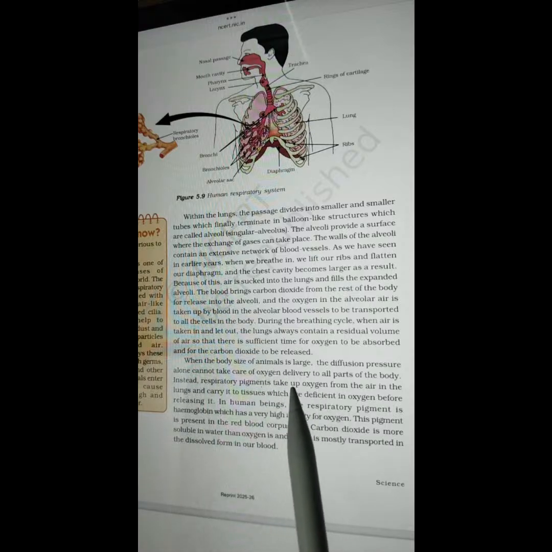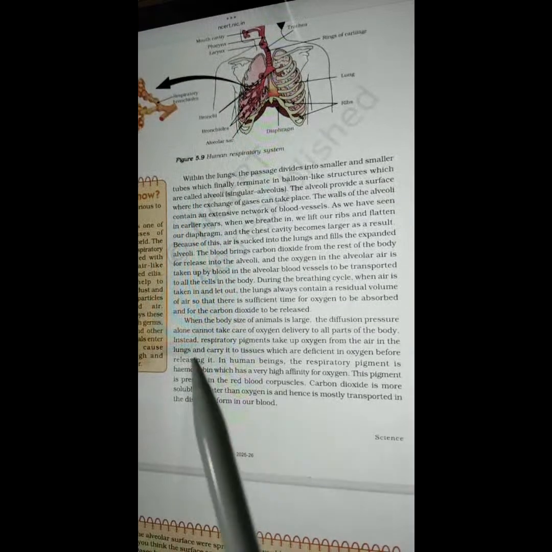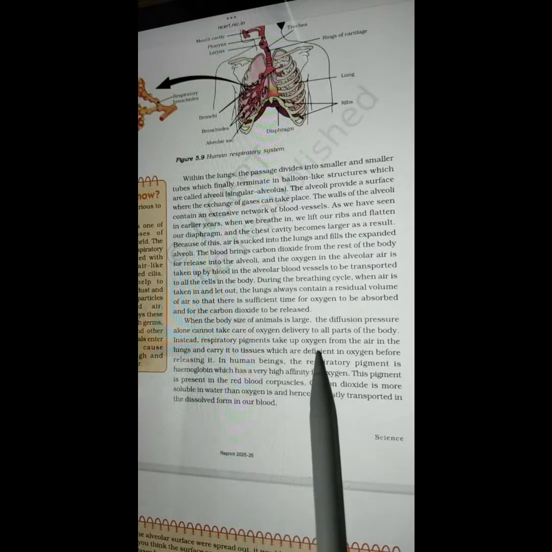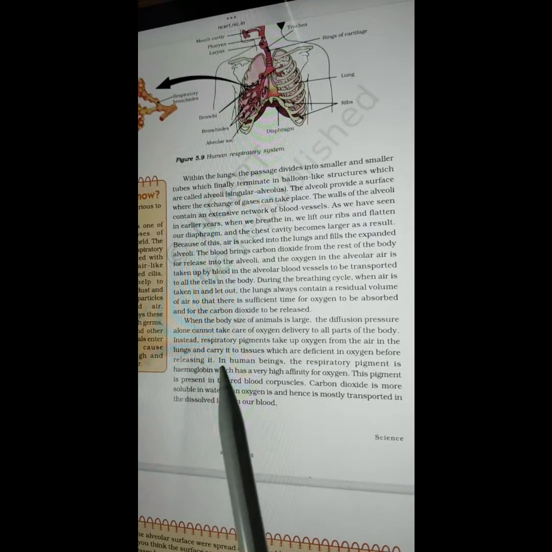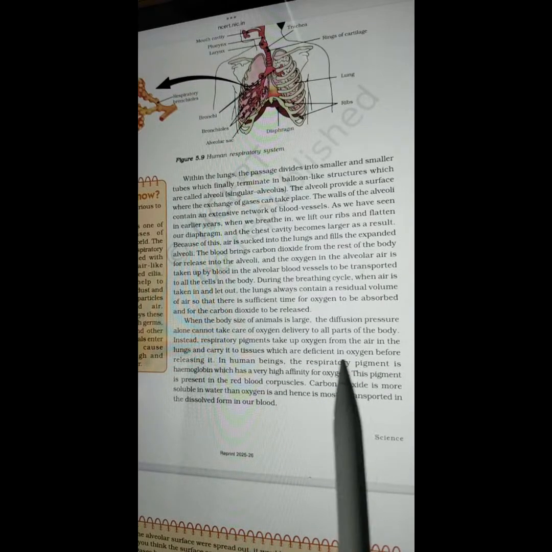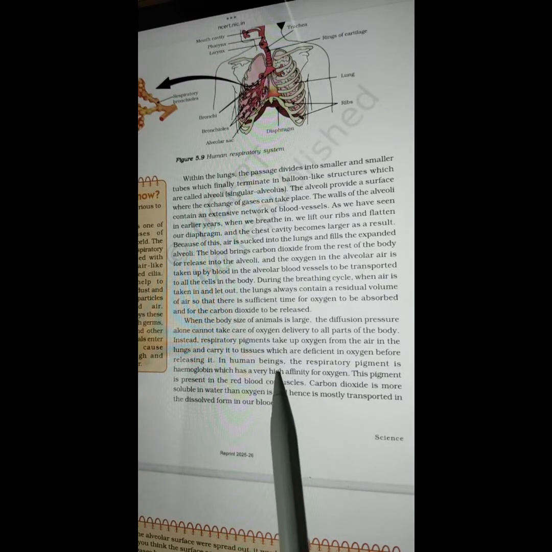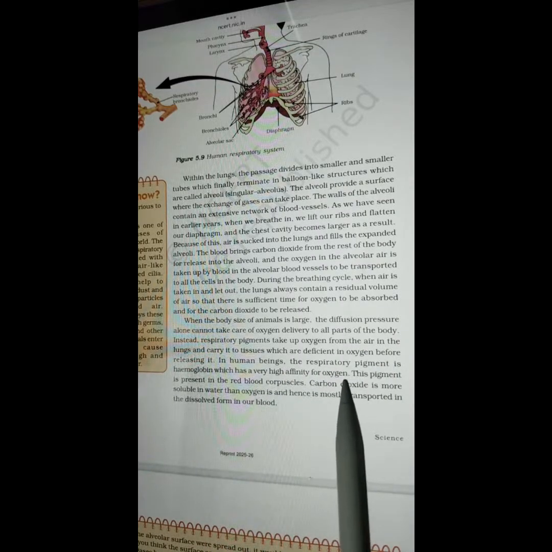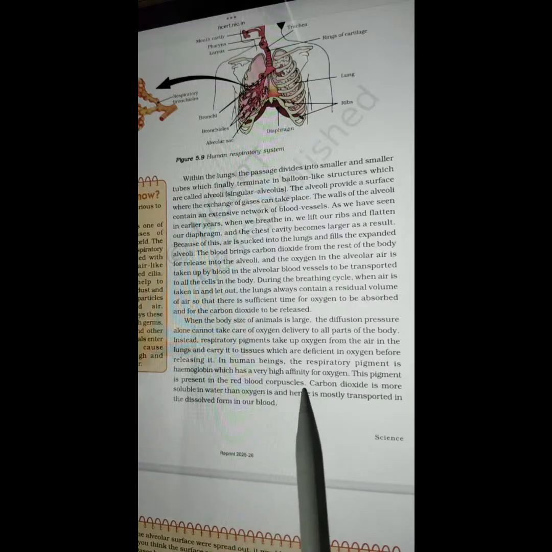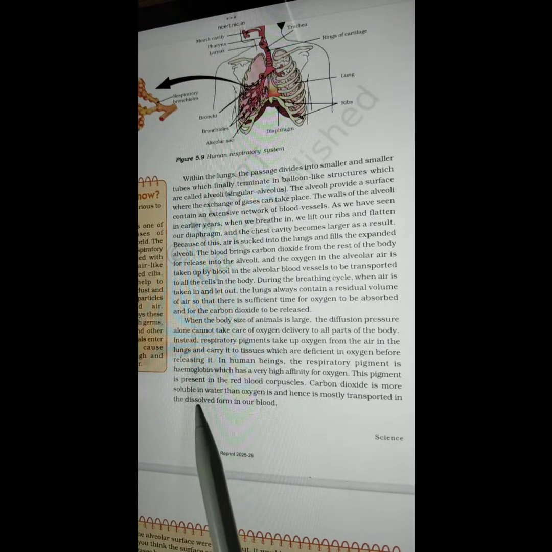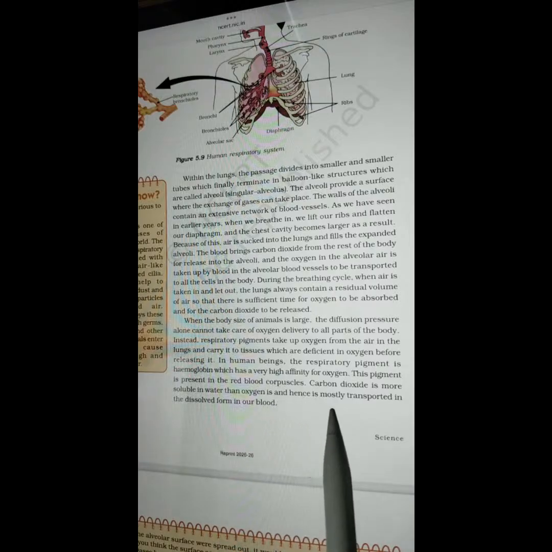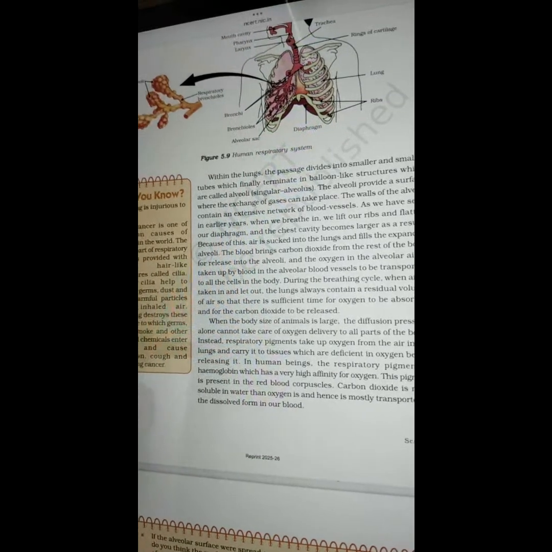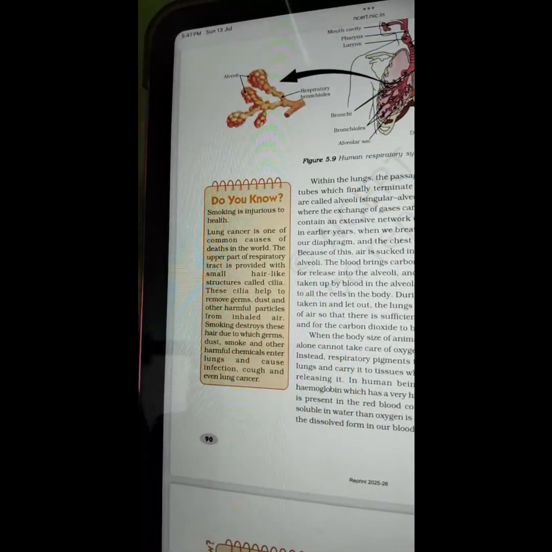When the body size of animals is large, the diffusion pressure alone cannot take care of oxygen delivery to all the parts of the body. Instead, respiratory pigments take up oxygen from the air in the lungs and carry it to tissues which are deficient in oxygen before releasing it. In human beings, the respiratory pigment is hemoglobin, which has a very high affinity for oxygen. This pigment is present in the red blood corpuscles. Carbon dioxide is more soluble in water than oxygen is, and hence it is mostly transported in the dissolved form in our blood.